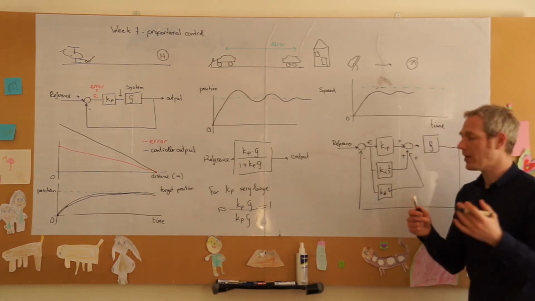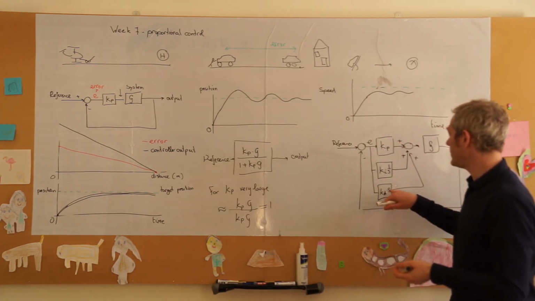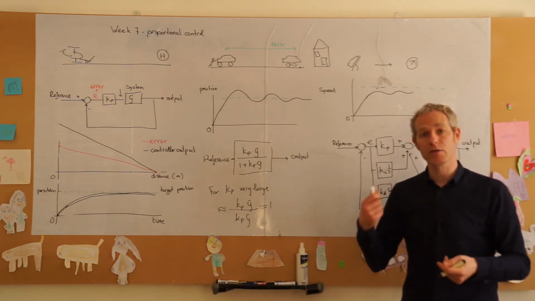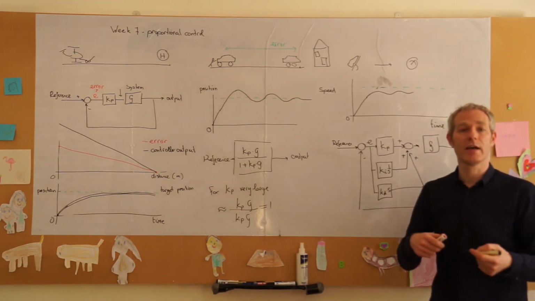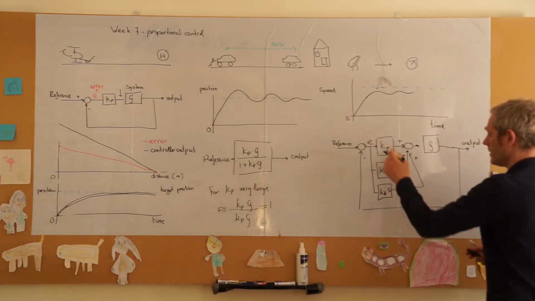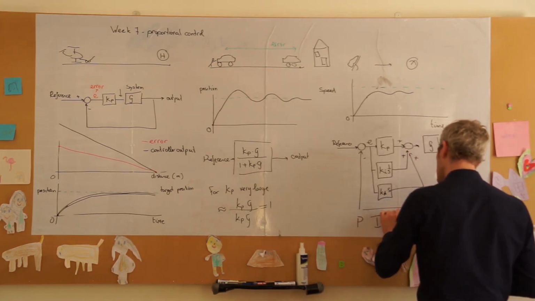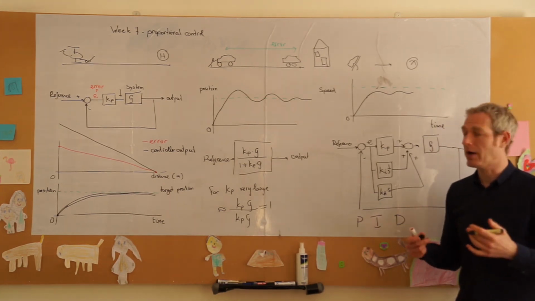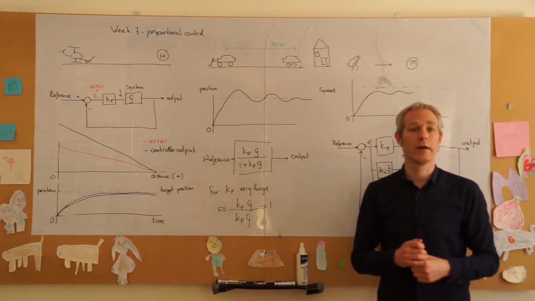Now we know in the Laplace domain that multiplying things by s is a derivative, and multiplying with 1 over s is an integral. The integral stores information and the derivative responds to changes in our error signal. That together will be a PID controller where we have a proportional, an integral and a derivative part to our controller. Well, in the next video we will work through an example for that.